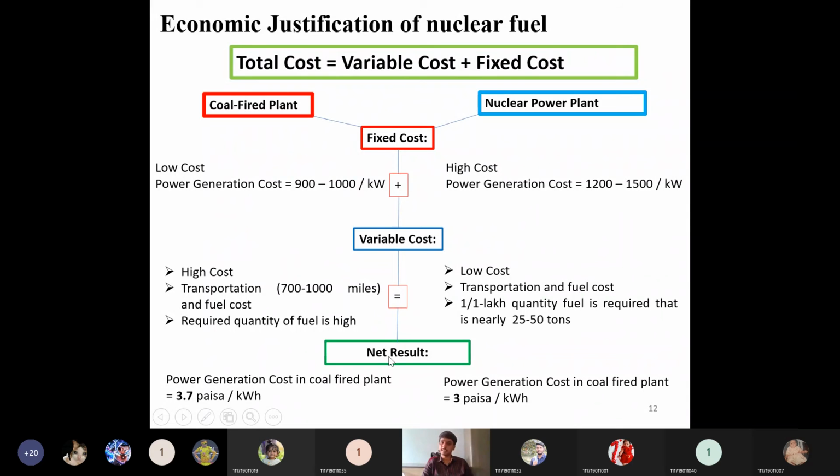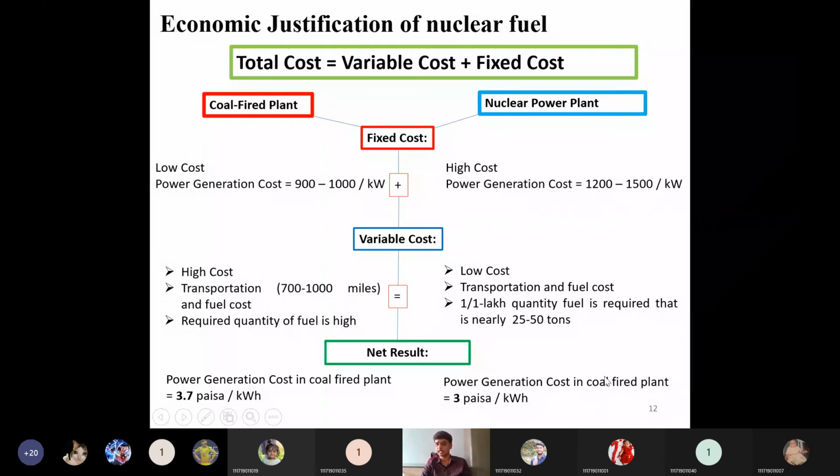Then the net result is the total cost. Total cost is equal to the sum of the fixed cost plus variable cost. The power generation cost in coal fired plants will be 3.7 paisa per every kilowatt hour. We measure whatever our meter reading shows. When the electrical person comes and takes a meter reading, that is measured in units. Those units are nothing but kilowatt hours. So this will take around 3.7 paisa per kilowatt hour.